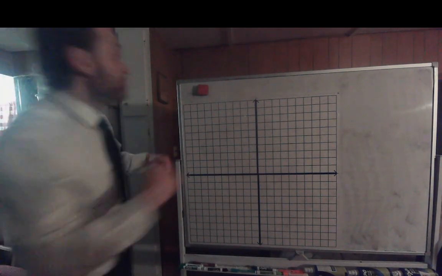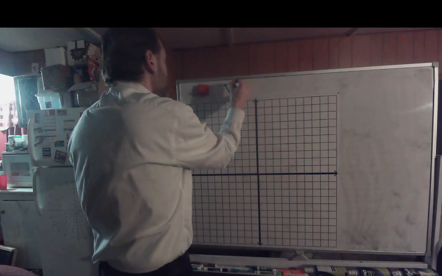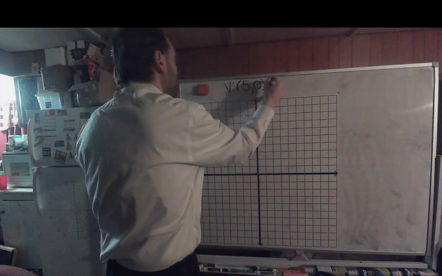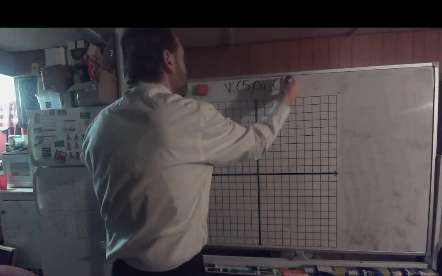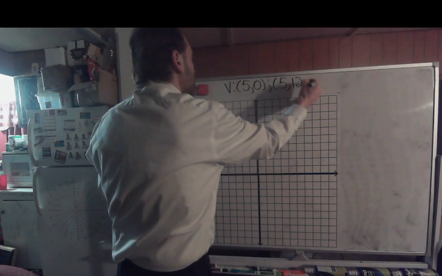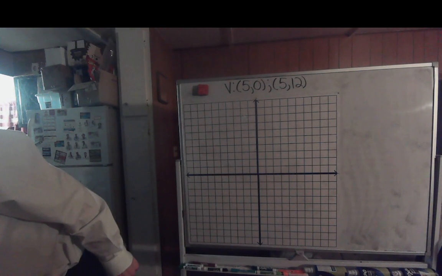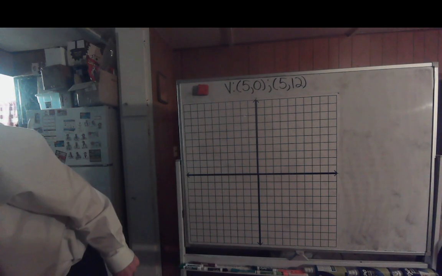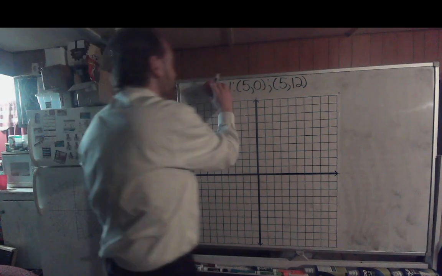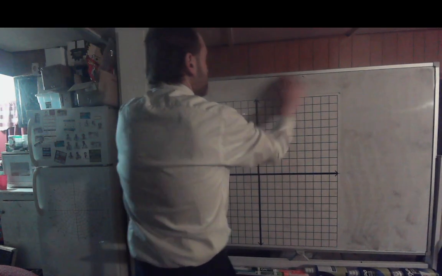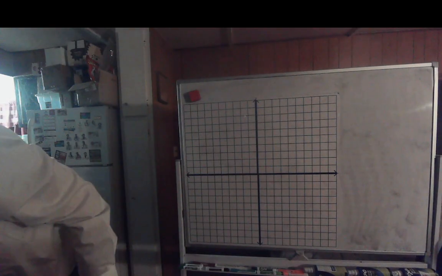All right. Good one. Vertices are at 5, 0 and 5, 12. Wait, I didn't want to do that. That one's too easy. That's like what we were doing before in the beginning. I wanted to do a slightly harder one, actually.